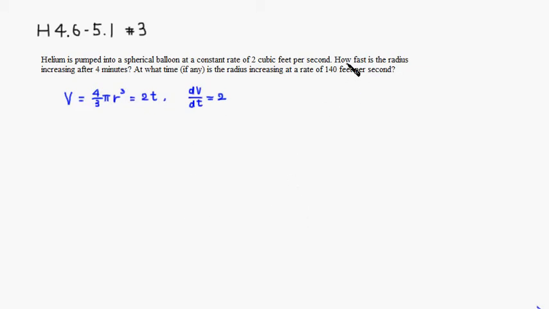It's asking how fast the radius is increasing after 4 minutes. So we're looking for dr over dt. After 4 minutes, t is going to be 4 times 60, so it's 240 seconds. All right, so let's do that.